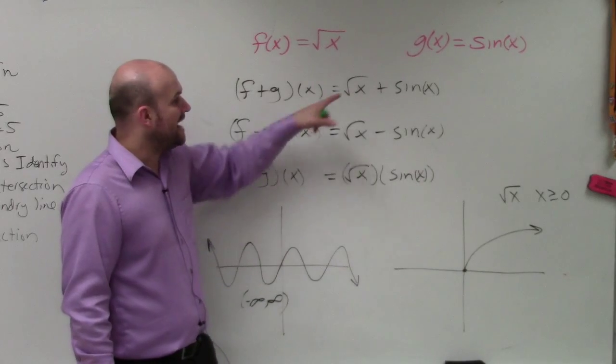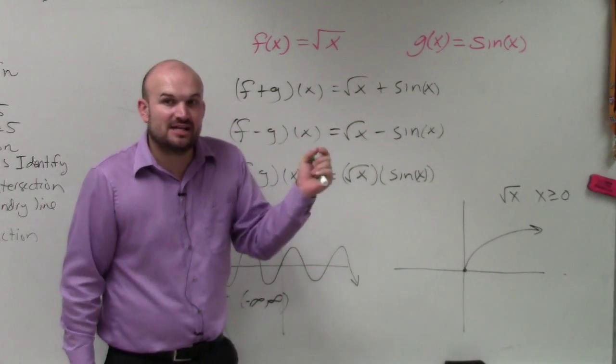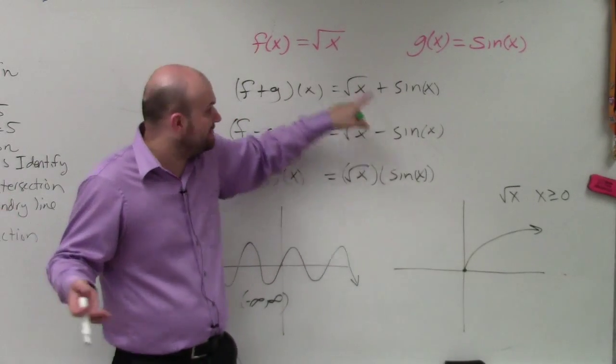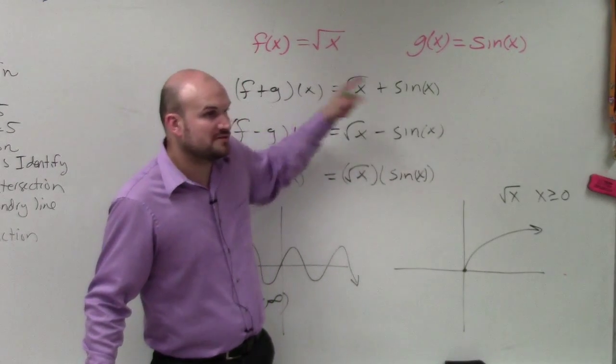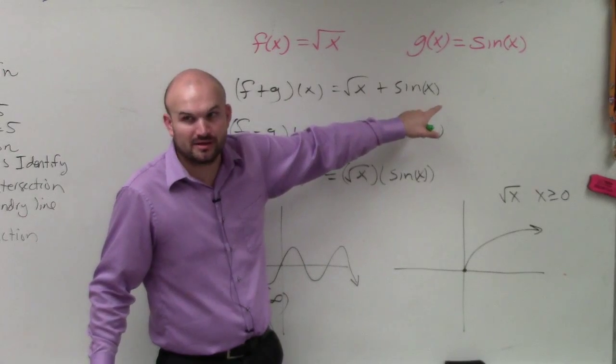However, if I'm adding and subtracting and multiplying the equations, the x value I have to plug into both equations, right? If I said x is 5, I'm plugging x in there, and I'm plugging in x in there, right? 5 works for both of them, correct? They always work for sine. It doesn't matter what I plug in for sine.